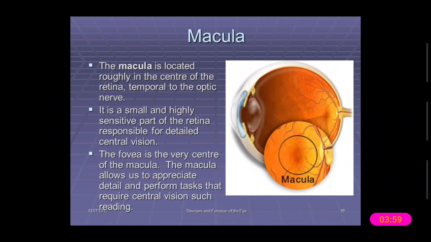Macula. The macula is located roughly in the center of the retina, temporal to the optic nerve. It is a small and highly sensitive part of the retina, responsible for detailed central vision. The fovea is the very center of the macula. The macula allows us to appreciate detail and perform tasks that require central vision, such as reading.